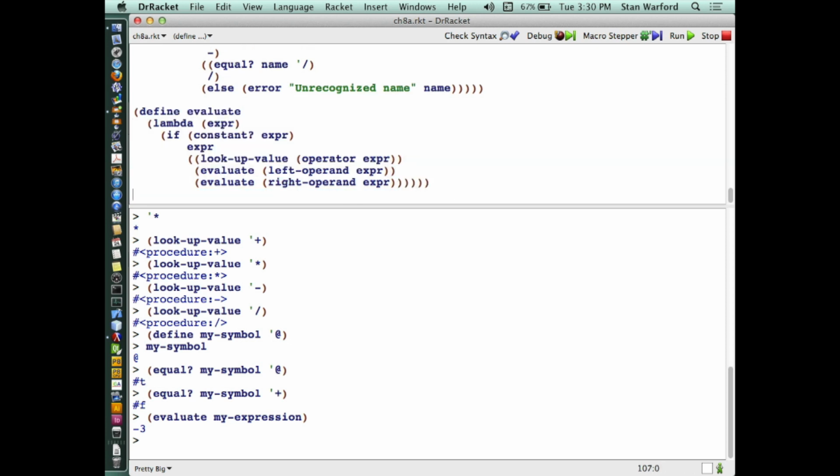Are you with me? So you look up the value of the operator of the expression. That returns the function. So it's left parentheses, that function, and then the evaluate of the left operand of the expression and the evaluate of the right operand of the expression. Okay. Well, anyway, are we good? Yes. I think that's good. All right.